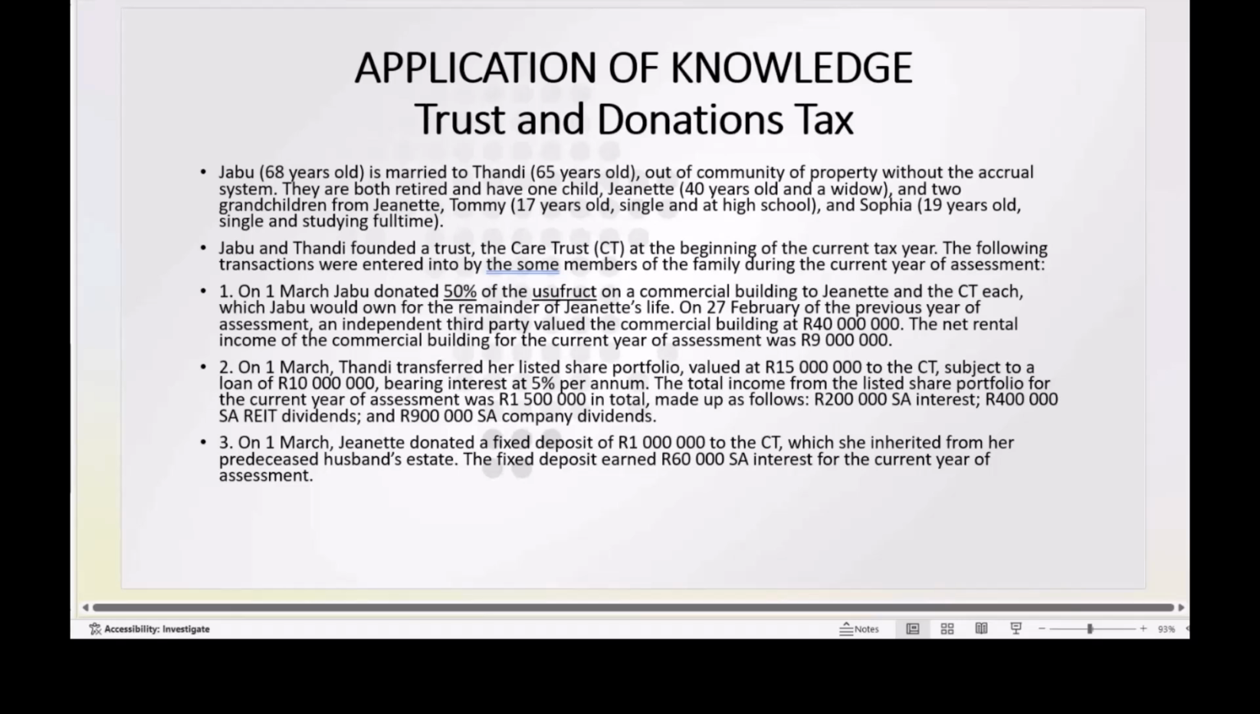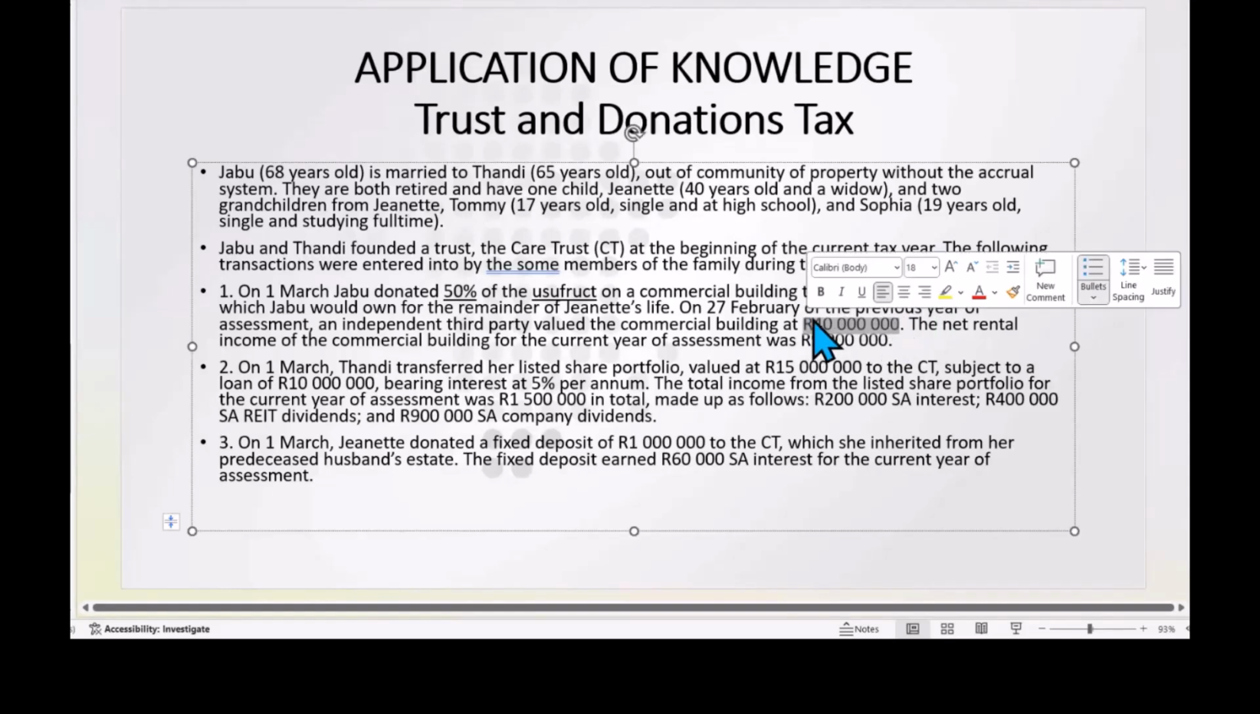Yes, Larato. Okay, we'll start by getting the fair market value of the commercial building. And how much is that? Okay, according to the information we have it is 40 million. Thank you. So it's 40 million rand. This is our fair market value. And then from there, what do we do? What do we need to determine next?